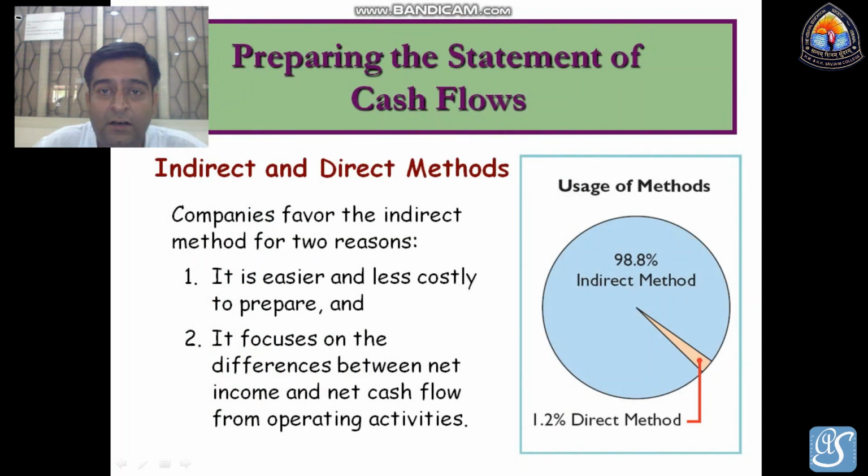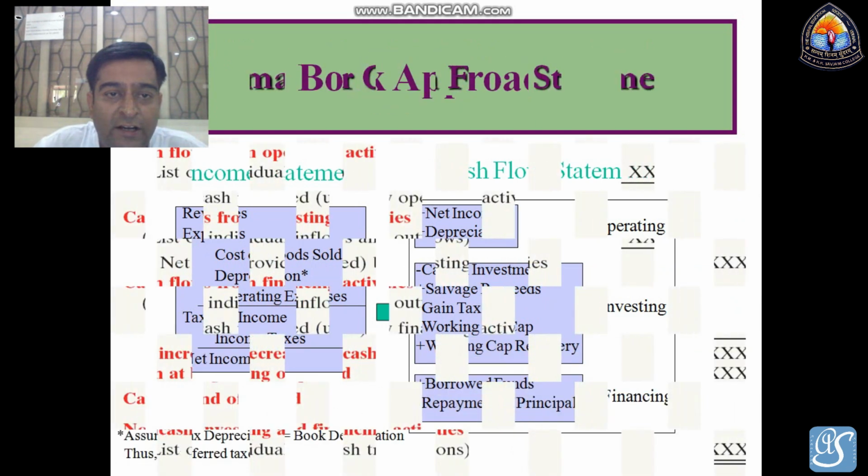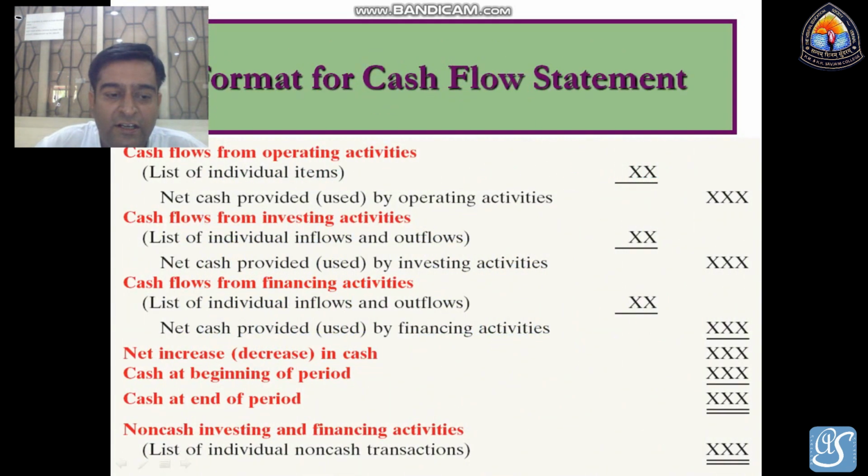Now, preparing the statement of cash flow: there are both the indirect and direct methods. Generally, we prepare the cash flow statement as per Accounting Standard 3. So this is an important thing. See friends, the format of the cash flow statement. First, cash flow from operating activities, then cash flow from investing activities, cash flow from financing activities, net increase or decrease in cash, that means A plus B plus C. And we add the cash at the beginning of the period. So finally we find the cash at the end of the period. So that is a key factor.